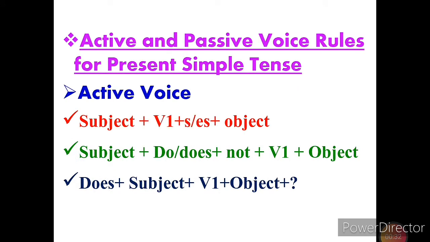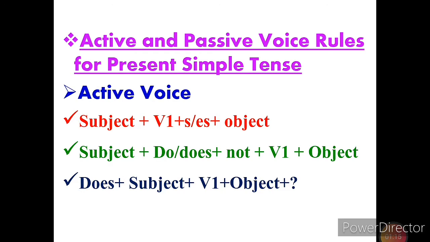Active and passive voice rules for simple present tense, because we need to find which tense a sentence belongs to. So if we learn this grammar part tense-wise, we'll get a very clear idea and we can learn very easily. So in present simple tense, the active voice structure is like this: subject, base verb.